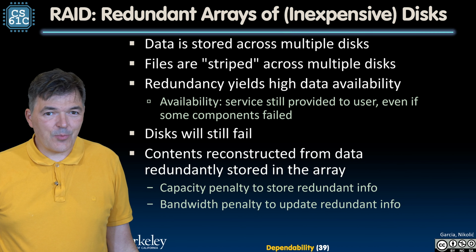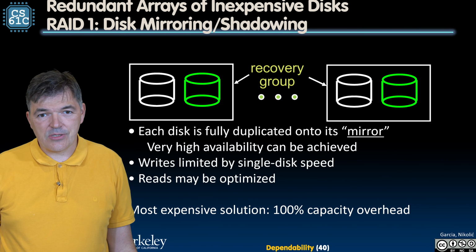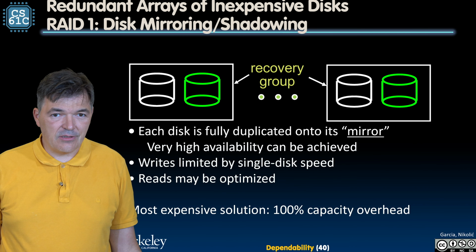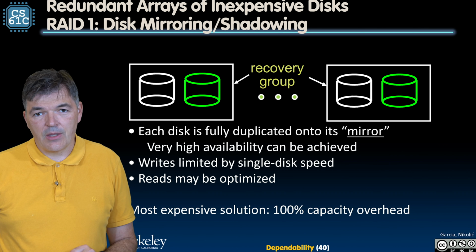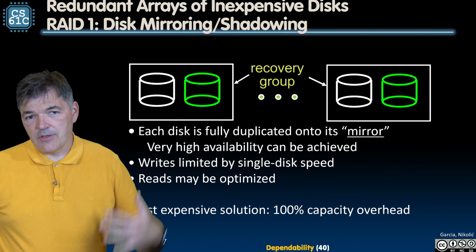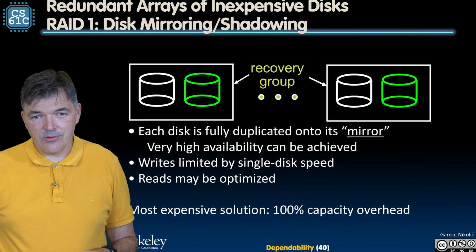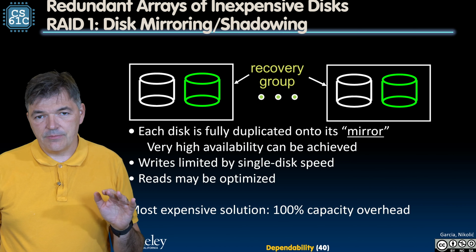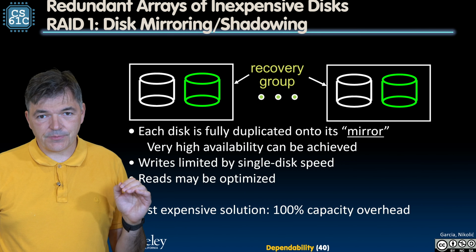So let's take a look at a few traditional ways how this concept of RAID, of redundant array of inexpensive disks, has been used. There are different levels of RAID. RAID 0 doesn't provide any redundancy. We're not going to talk about that. It is there just to speed up by providing striping.